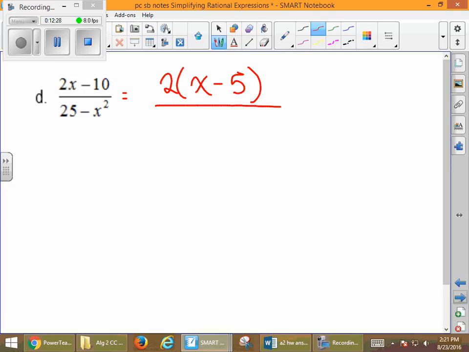Down here in the denominator, don't change anything around. It's 25 minus x squared. Here it goes again. We're going to do difference between two squares. 25 is 5 times 5. X squared is x times x. Difference between two squares, different signs.